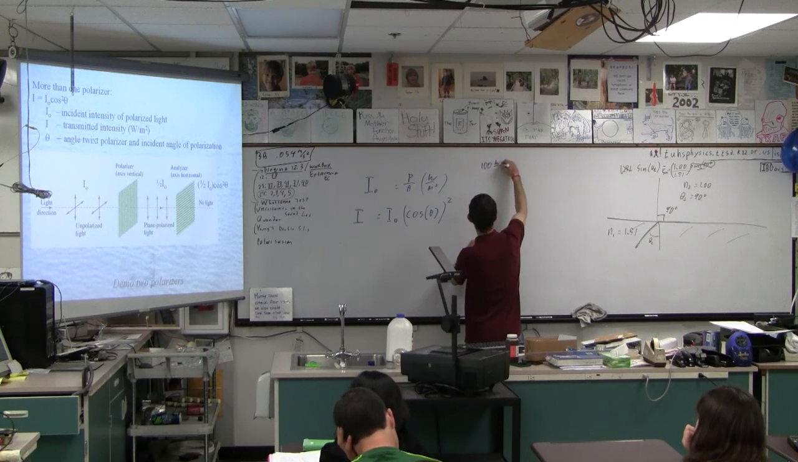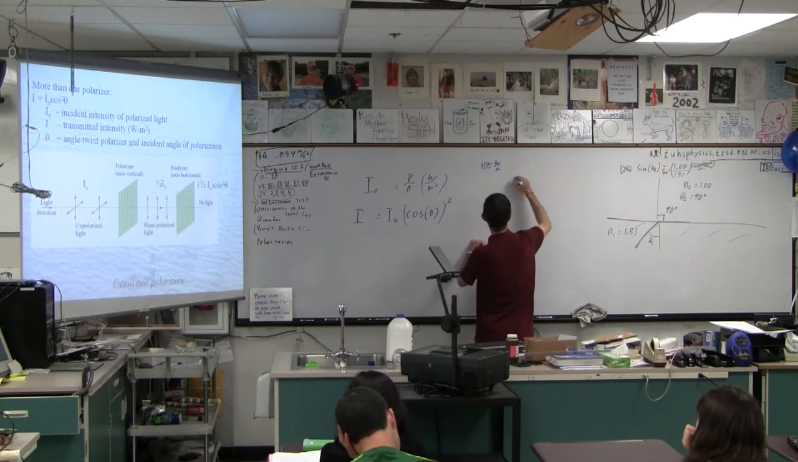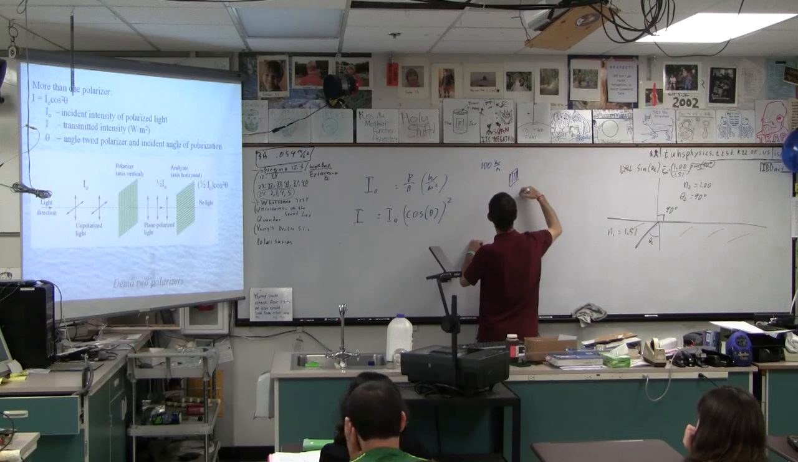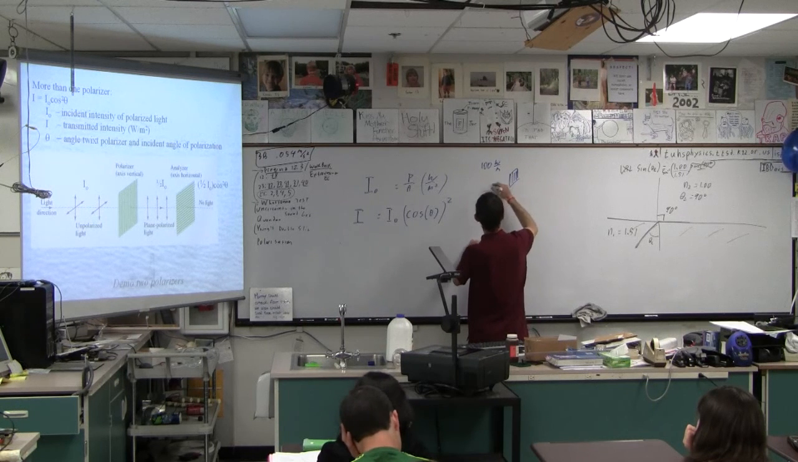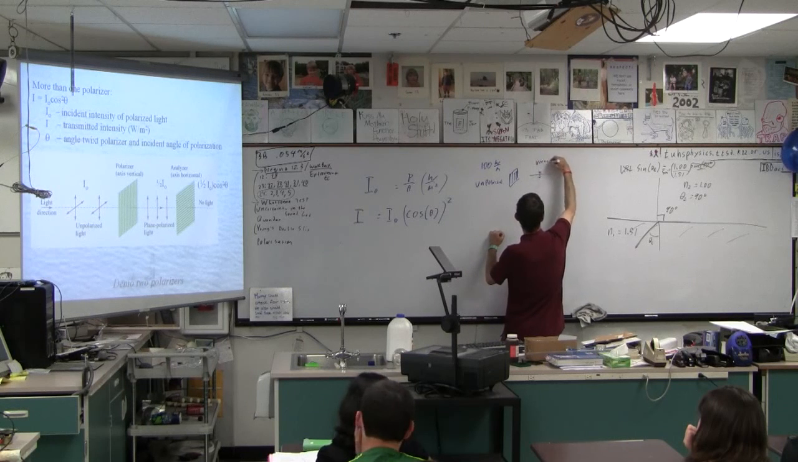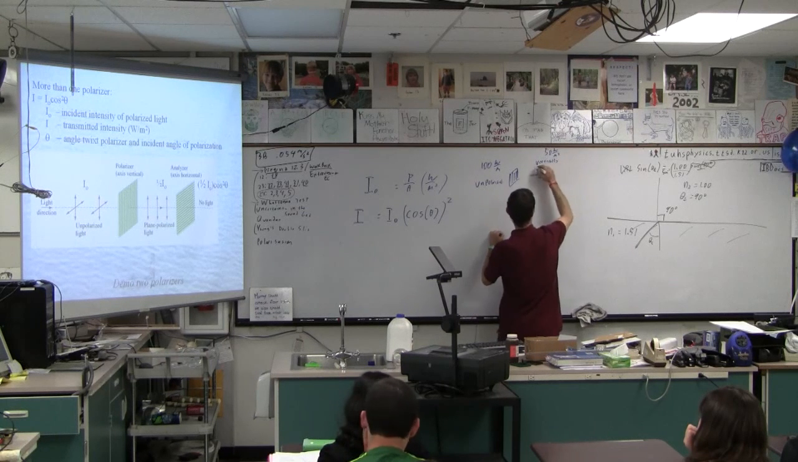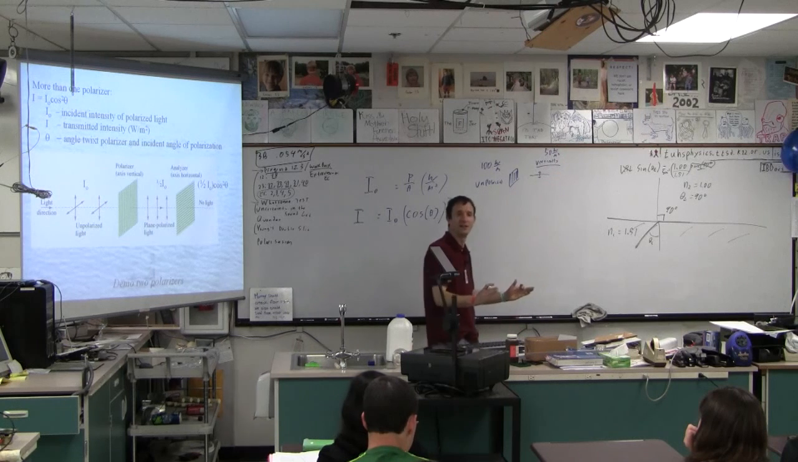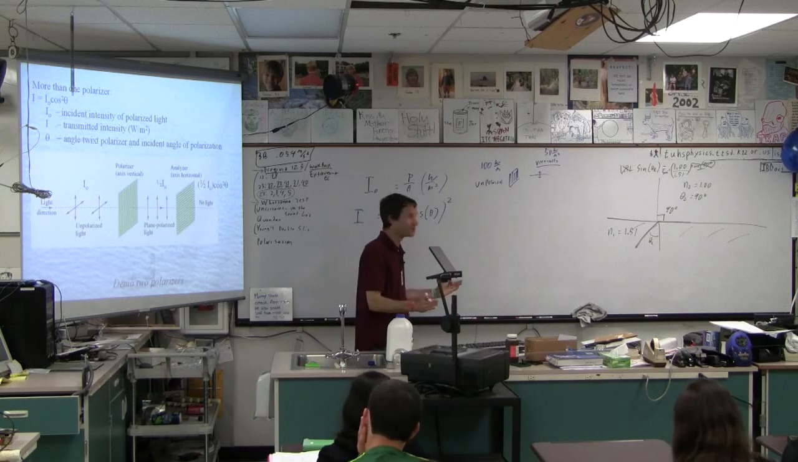So if there's, say, 100 watts per square meter, and you've got the first polarizer, maybe that's vertically polarizing. So this is unpolarized. Now suddenly you've got light that is vertically polarized. So you have 50 watts per square meter vertically polarized, assuming the filter is 100%.